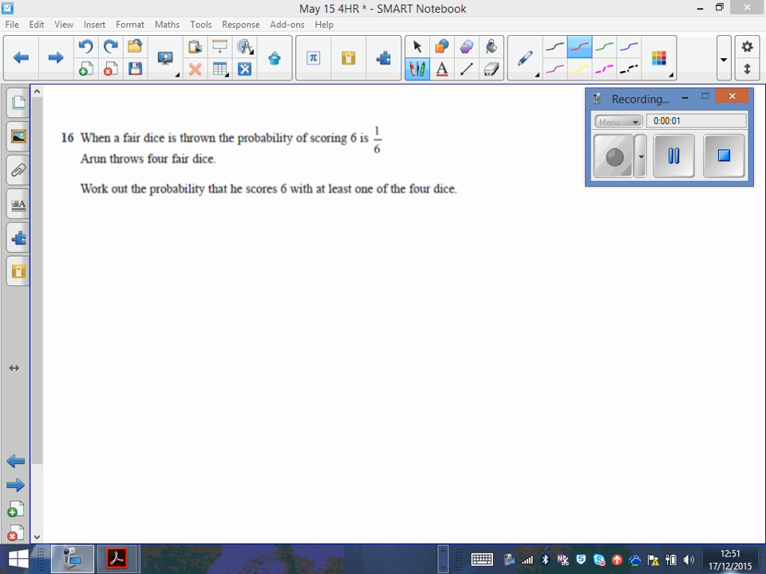Doing this question, it's worth, I think, drawing a tree diagram to just get your head around what's happening. So you're throwing a dice. The probability of scoring a 6 is a sixth. You know that. He throws 4 fair dice.